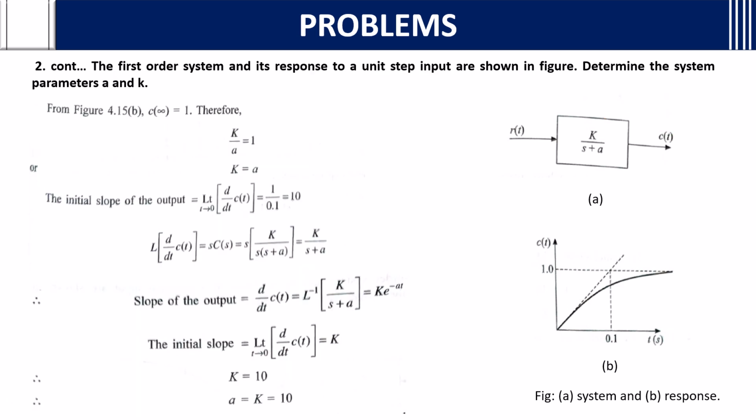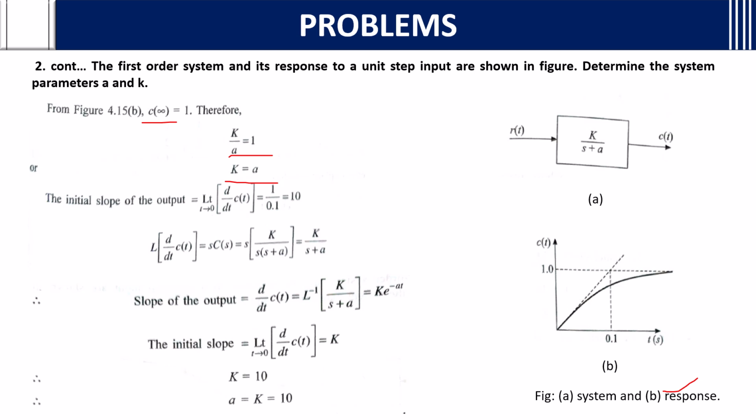From figure 4.15b, if you see this response, C of infinity is equal to 1. As t goes to infinity, C of t becomes 1. So if C of infinity is equal to 1, therefore K by A will be equal to 1. So K equals A, you can write.